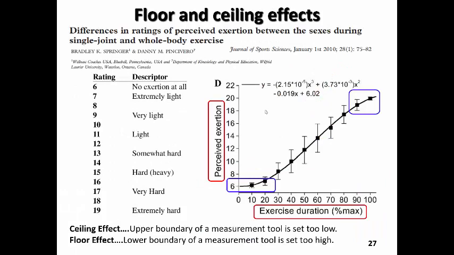One other item to make note of when it comes to measurements is what's called the floor and ceiling effects. The floor and ceiling effects, as the term suggests, refer to the upper and lower limits of possible ways to quantify some observation. One common scale used in exercise is the perceived exertion rating scale, which we see here on the left hand side.